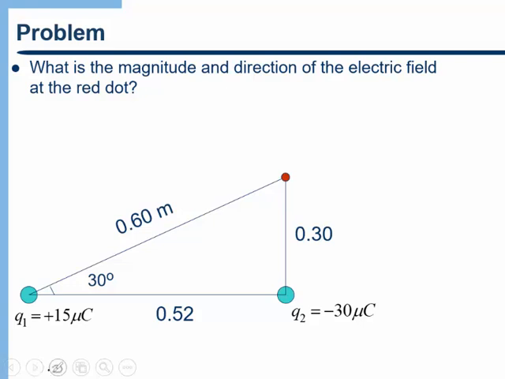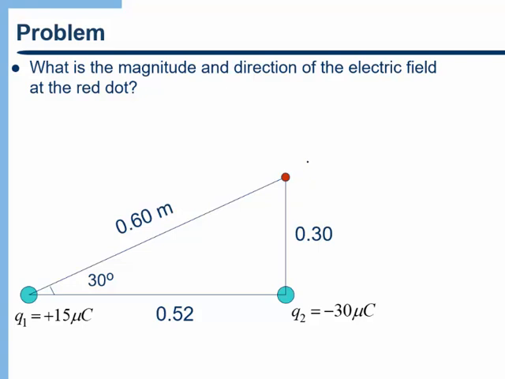So let's do a problem to illustrate this. The question is, what's the magnitude and the direction of the electric field at the red dot? There's nothing here. It's just a point in space. We want to figure out the electric field created by those two charges at that point.